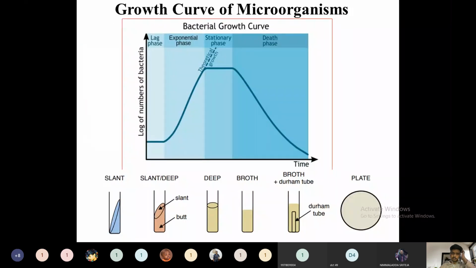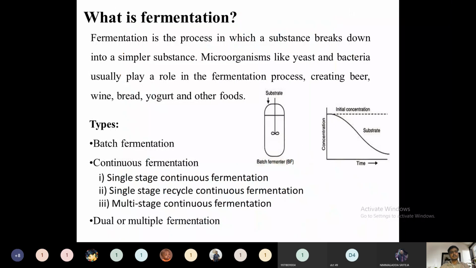Okay, this is about the growth curve of microorganisms. Then what is the fermentation process? We have all seen the fermentation process during alcohol manufacturing in our school days. So fermentation is the process in which a substance breaks down into a simpler substance.